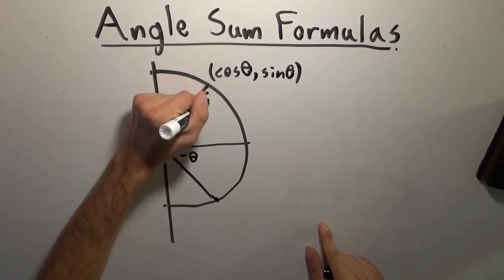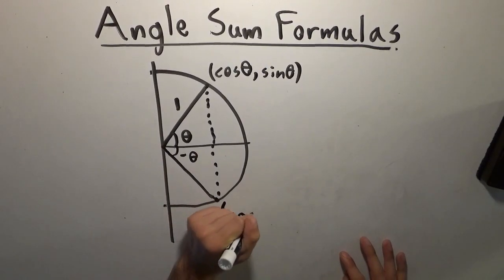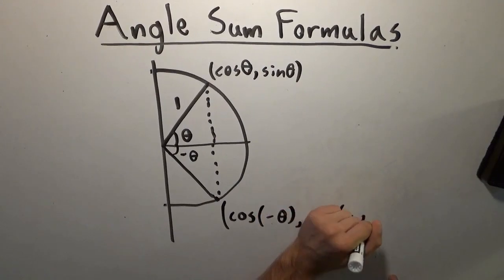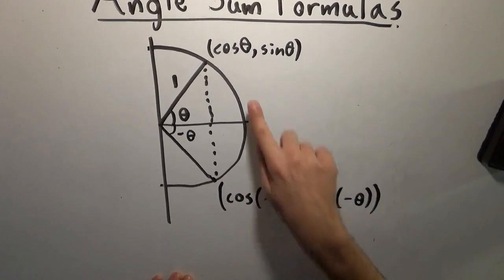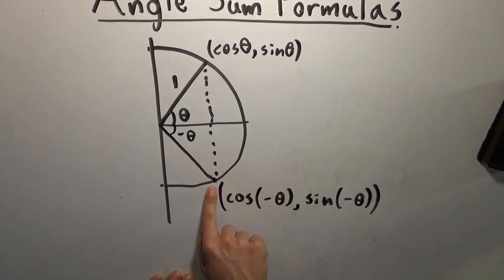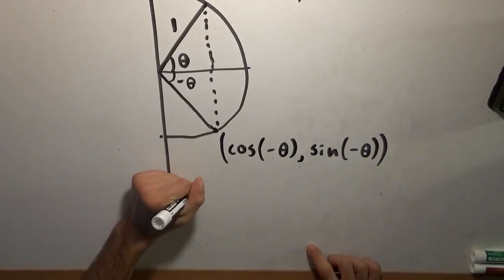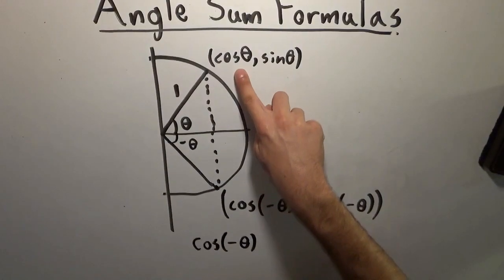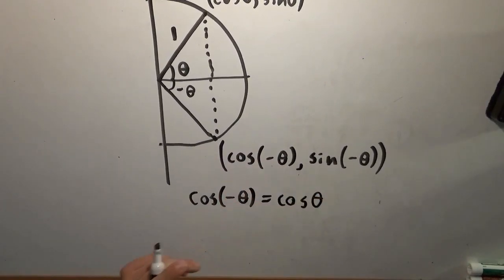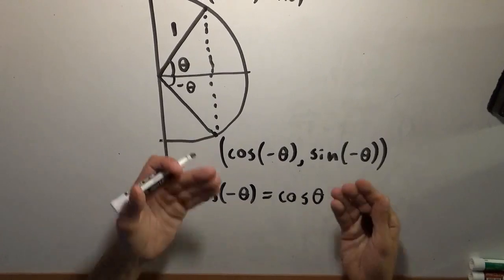But you'll notice a couple things. If we plug in a negative angle, we have the cosine of negative theta, whatever that is, comma, the sine of negative theta. But take a look. Since the cosine of theta is the x-coordinate of this point, and this point has the same x-coordinate, that tells us only one thing, that the cosine of negative theta has to be equal to the cosine of theta. That tells you that cosine is what's called an even function.